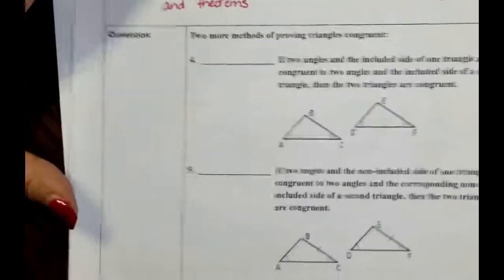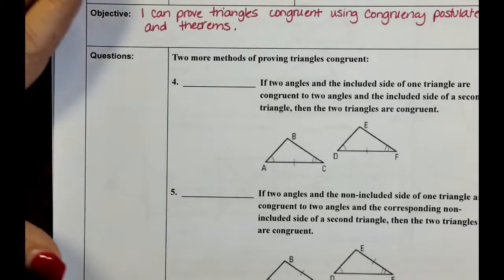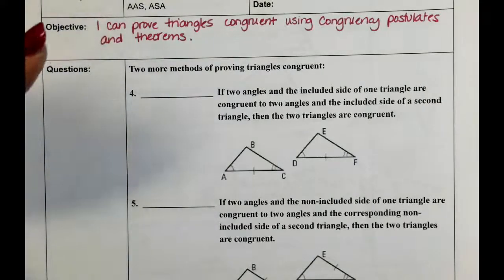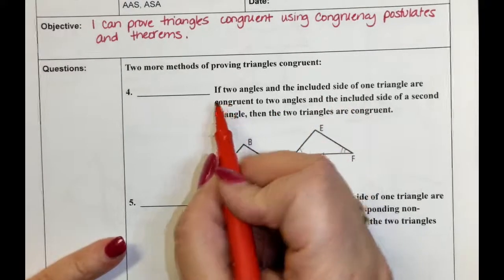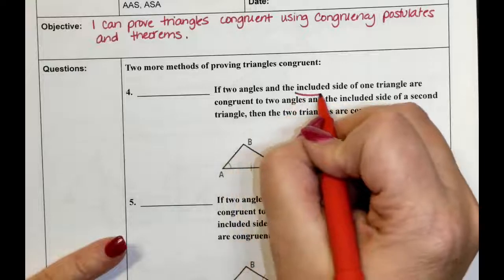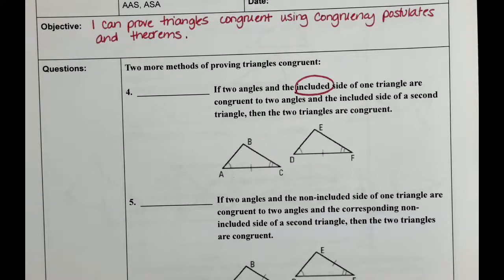And we're going to add two more for 5 total. These are two angles and a side, okay? Just like with side, angle, side, where the angle was mattered, in this case, where the side is matters. So really pay close attention to where the side is. The theorem says that if two angles and the included side, included means it's in between, of one triangle are congruent to two angles and the included side of a second triangle, then the two triangles are congruent.